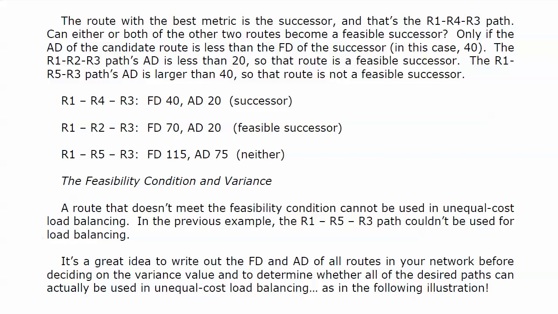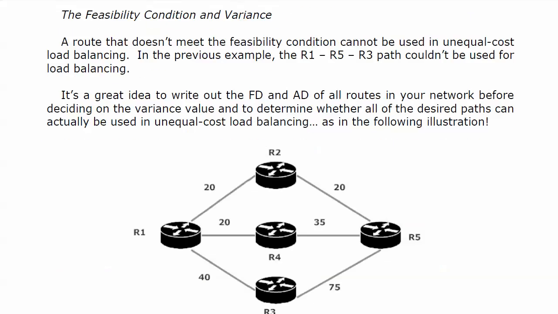That is why it is a great, wonderful, stupendous idea to write out the FD and the AD of all the routes in your network before deciding on the variance value, and to determine whether a path can be used in unequal cost load balancing to begin with. Because if a path is failing the feasibility condition, you can set that variance up to the max. It's not going to matter.